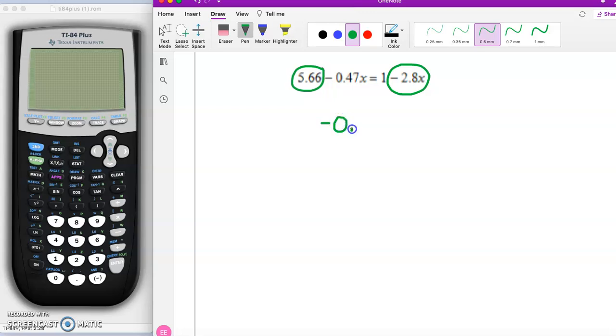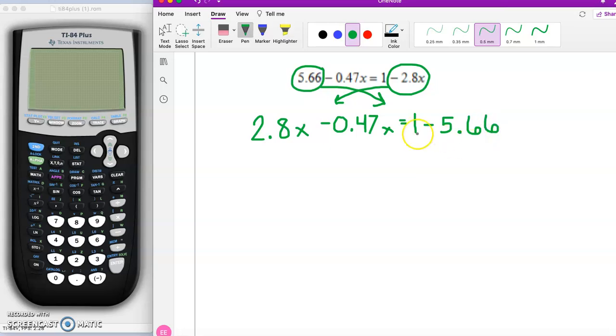So I have negative 0.47x equals 1. And now what happens is these switch, right? And remember, when they switch sides, they switch signs. So this negative 2.8x now becomes a positive 2.8x. Okay. And this positive 5.66 now becomes a negative 5.66. All right? So, still the exact same process as before.